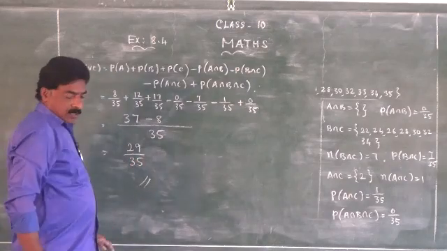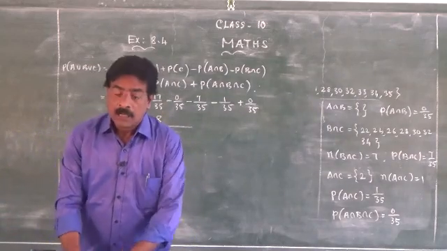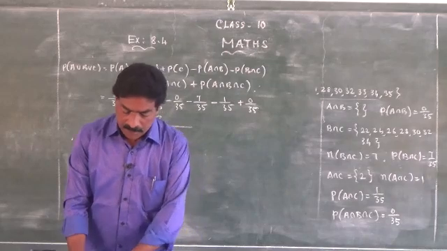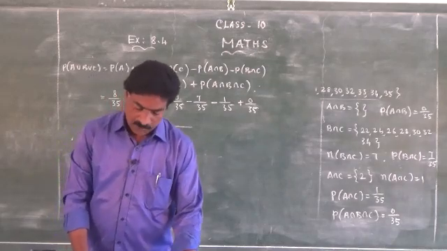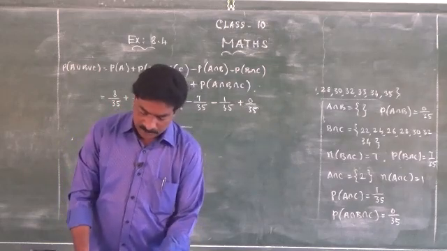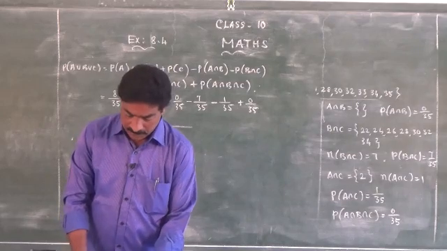So with that, we come to the end of probability. All the sums of probability we have finished. Now one more chapter we have, that is geometry. Now we will come to geometry. Only now are we coming to the fourth chapter.